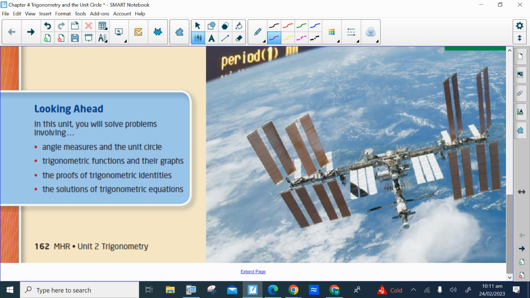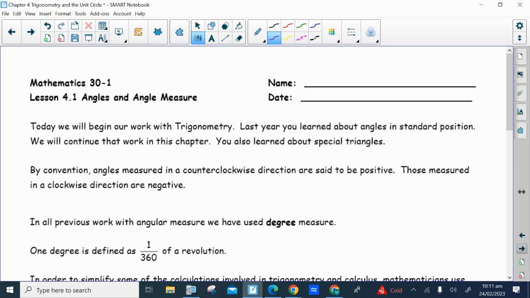So, trigonometry. So last year and again in grade 10, you learned about angles in standard position. We'll continue that work in this chapter. You also learned about special triangles. By convention, angles measured in a counterclockwise direction are positive rotation angles. If it goes in a clockwise direction, that's a negative rotation angle.